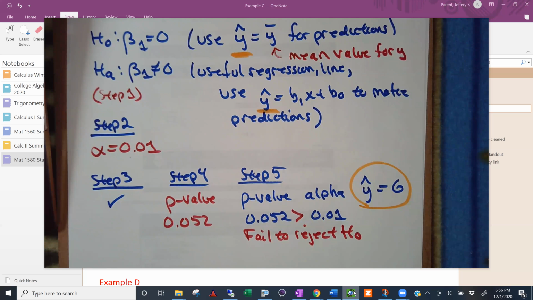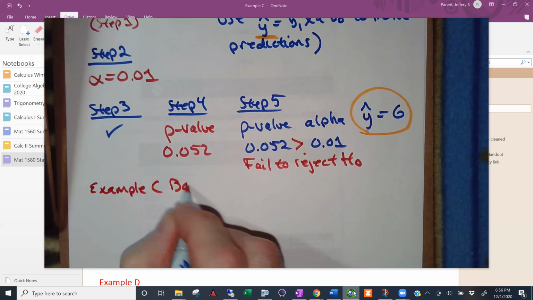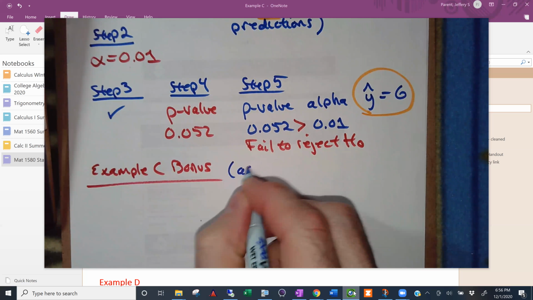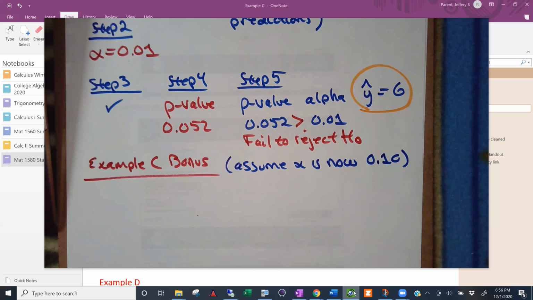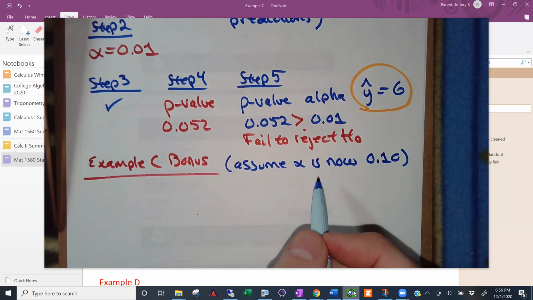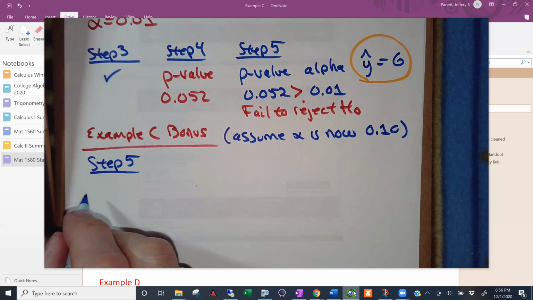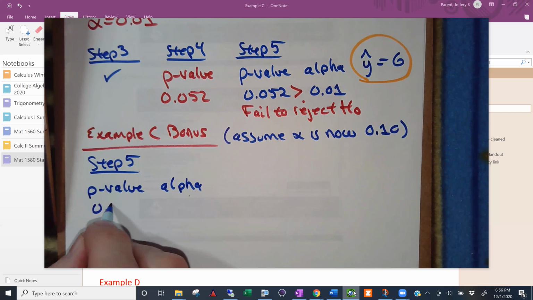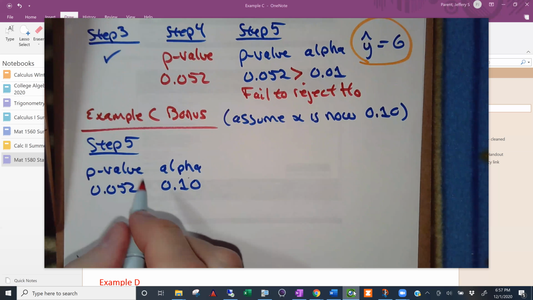Now, let's look at that in contrast to a different case. This is the extended version of example C. So we'll call this example C bonus, the bonus edition. Here, we're going to change alpha. Assume alpha is now 0.10. And let's see how that changes things. Let's fast forward to step 5. In step 5, we're going to compare the p-value to alpha. The p-value is 0.052 and alpha is 0.10. The p-value is less than alpha.